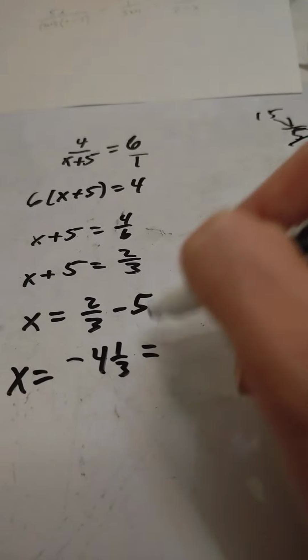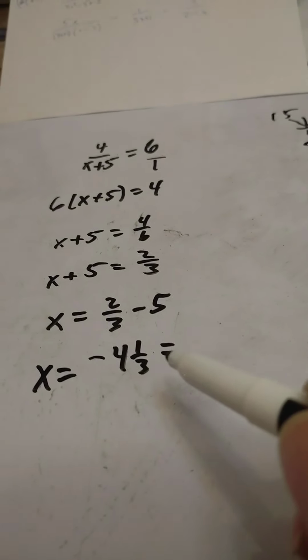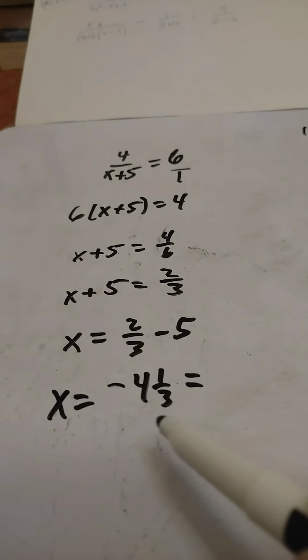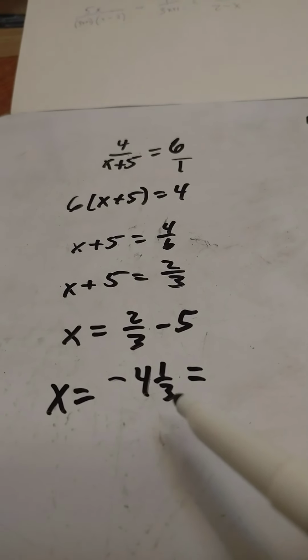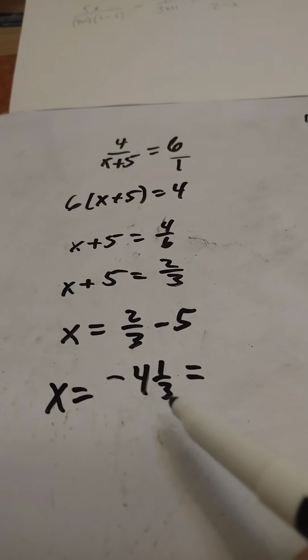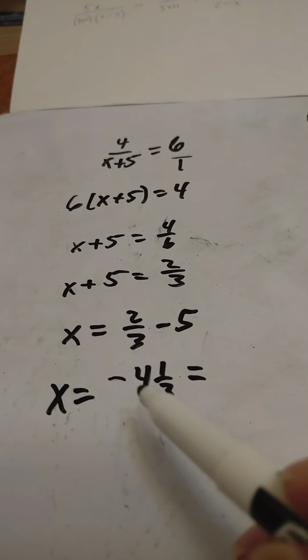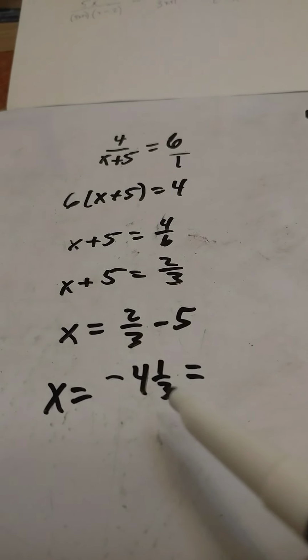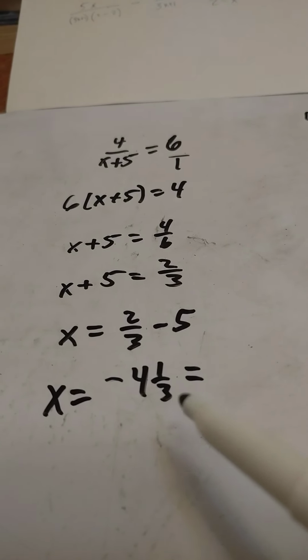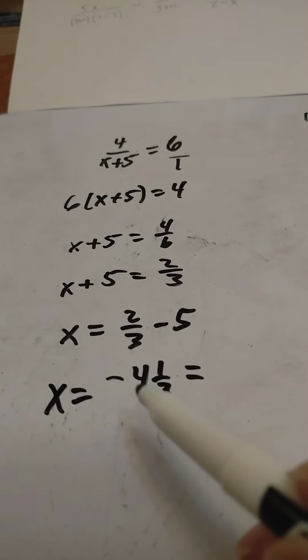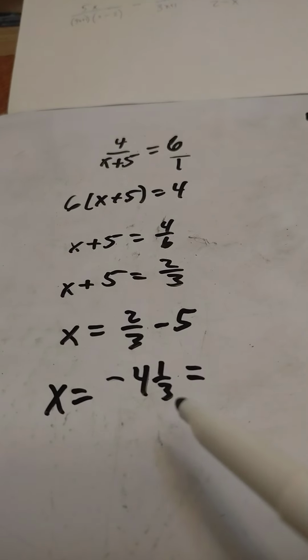Which is the same thing as, if I want to write it as an improper fraction, because right now this is a mixed numeral. As an improper fraction, you do this. How do you change a mixed number into an improper fraction? Take the denominator, 3, times the outside number, negative 4, and then you add that numerator, and then put it all over that denominator. So 3 times negative 4 is negative 12, plus 1 is negative 11 over 3.